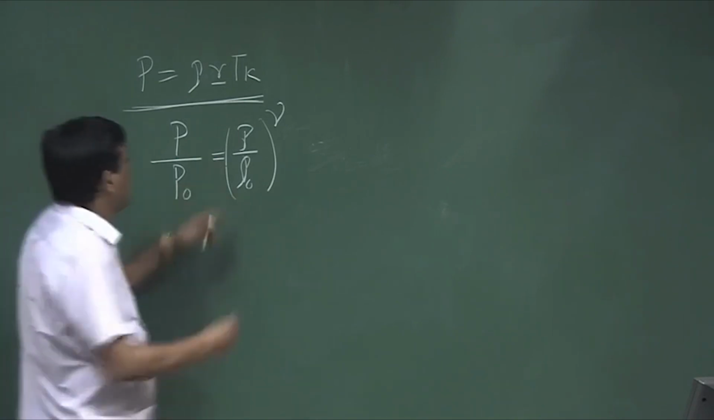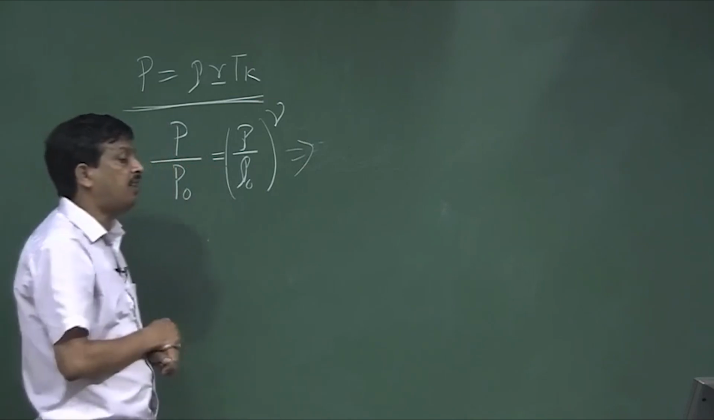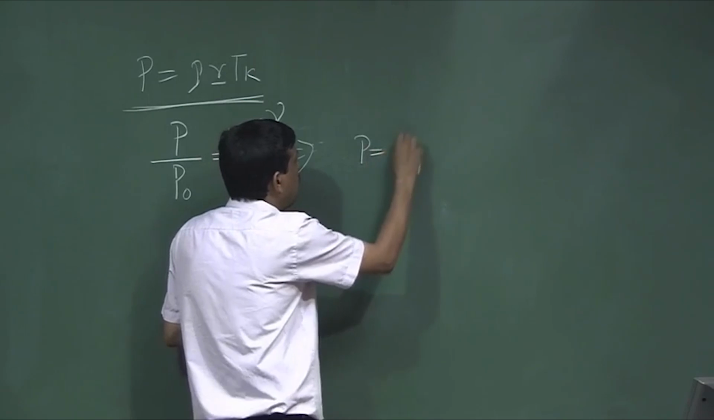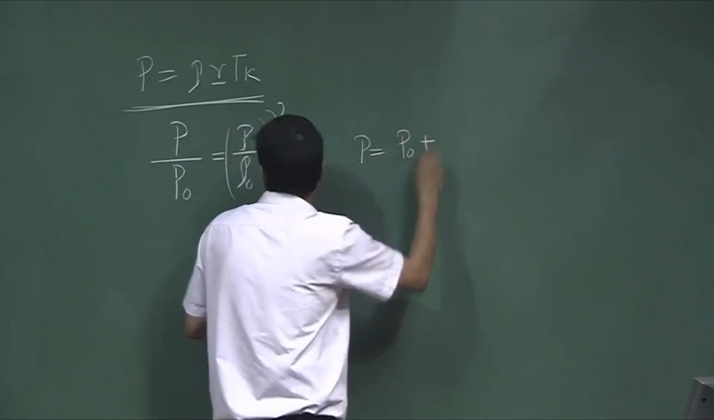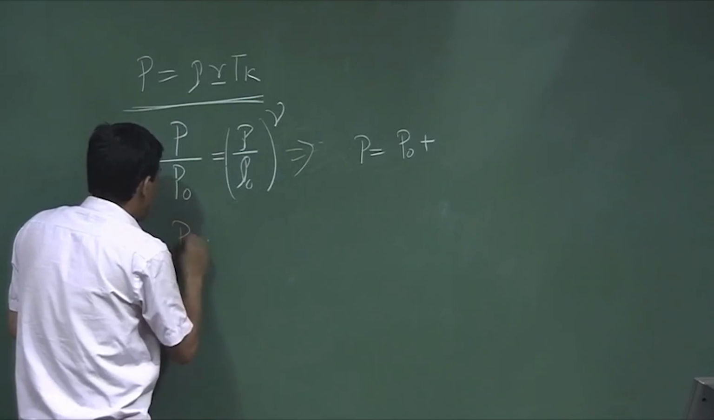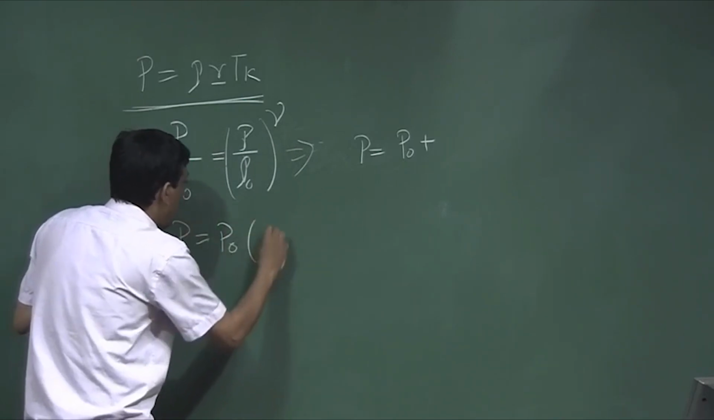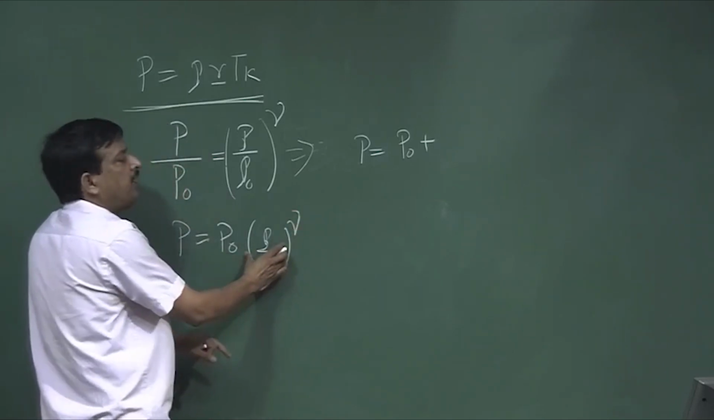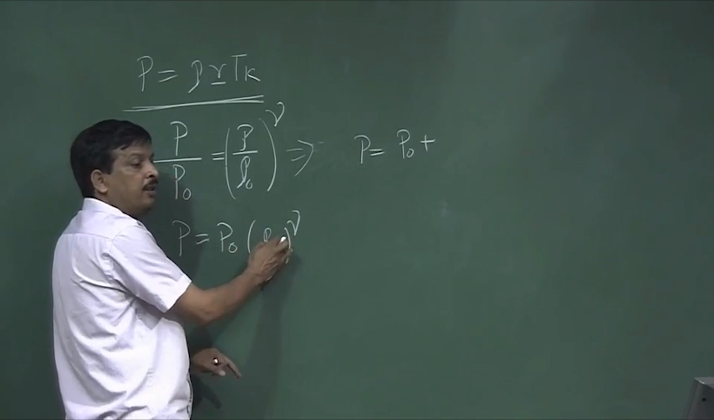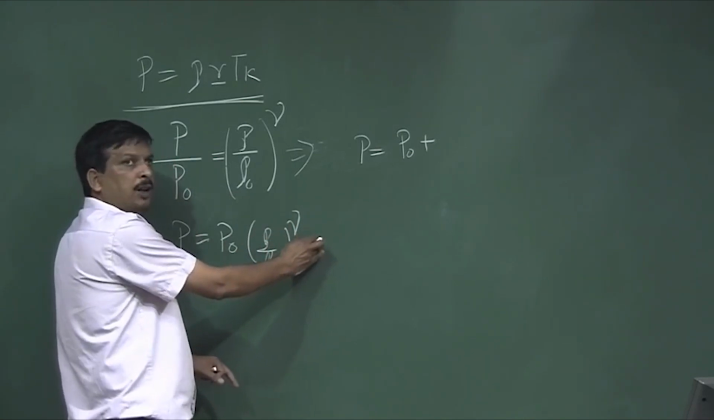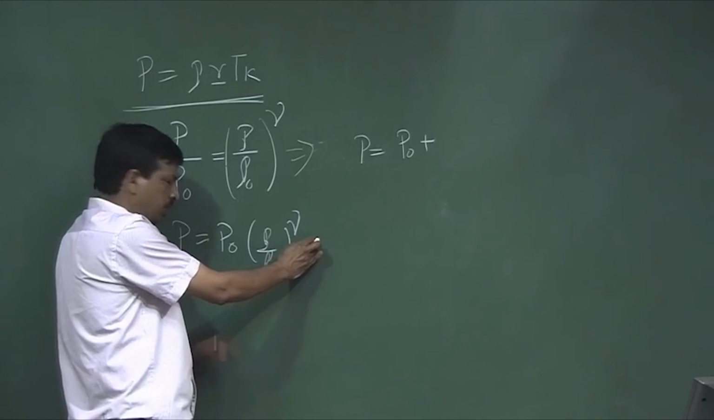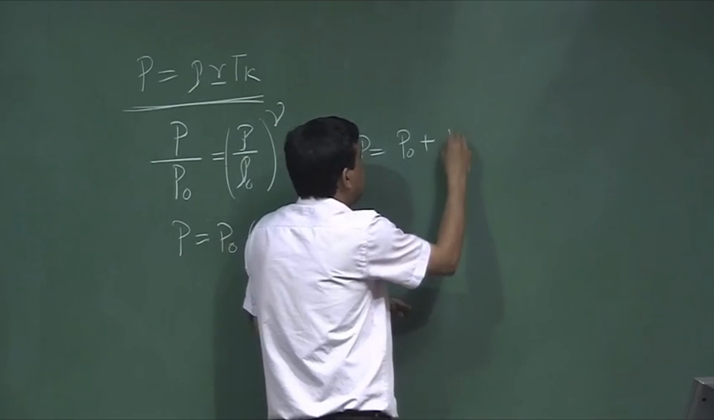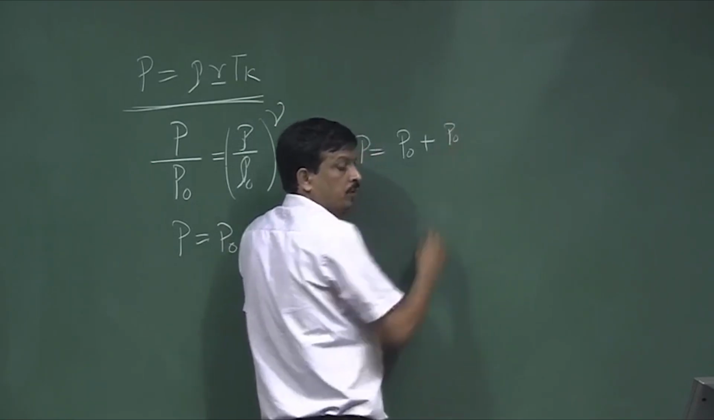Now, if I want to expand this term in a Taylor series, then what will I get? P is equal to P0 into rho by rho 0 to the power gamma. These things I express in a Taylor series. So this is 1 plus the first order term into the difference of the density, then the second order term will come. So P0 plus P0 into what will come?